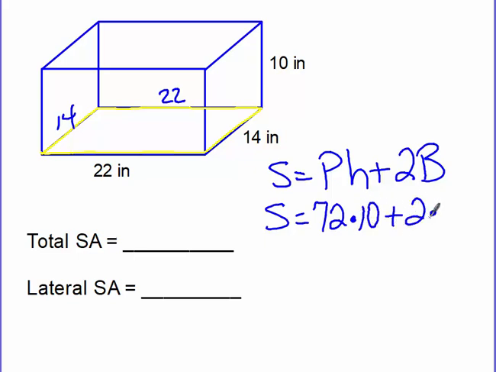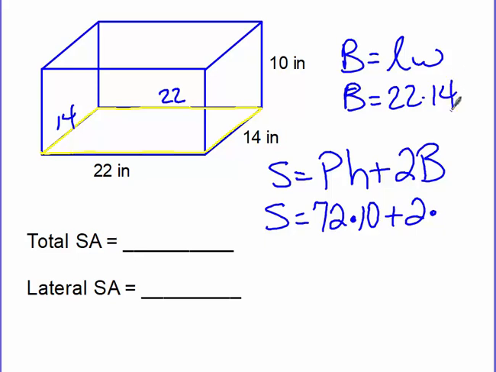times. Now since this is a rectangle, to find our capital B, we take our length times our width, or the two numbers I added together for the perimeter. Those are the numbers that we multiply together to find our area. So 22 times 14 gives us 308. So now to find total surface area, I just type that in, 72 times 10 plus 2 times 308.